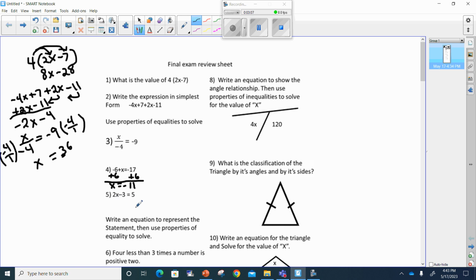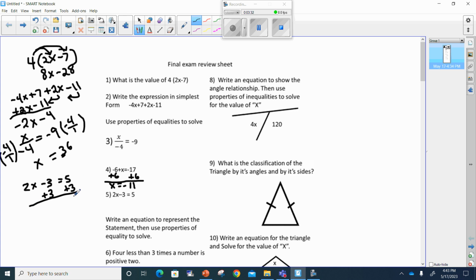Next, we got number 5. This is a two-step equation. I'm going to write this out over here. Got 2x minus 3 equals 5. Remember, I'm solving for x, so I'm going to get rid of everything so x would be by itself. The opposite of negative 3 is positive 3. So I'm going to add 3 to both sides.